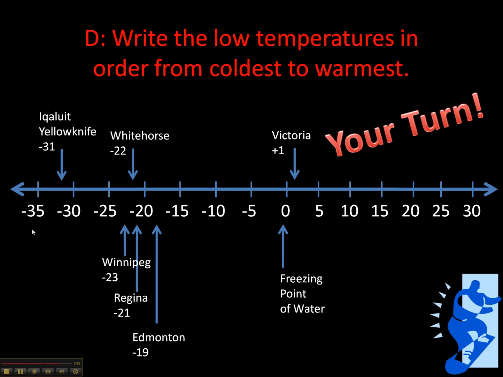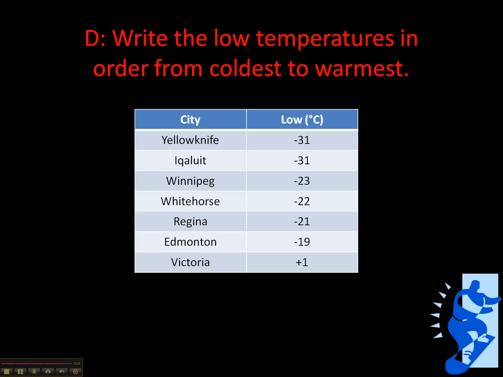Your turn again. I'd like you to write the low temperatures in order from coldest to warmest. So pause the presentation and take these number values and put them in order from coldest to warmest. Welcome back. Let's check your answers. And if your list matches mine, then you were right. Yellowknife is the coldest, going all the way up to Victoria, which is the warmest in the winter.